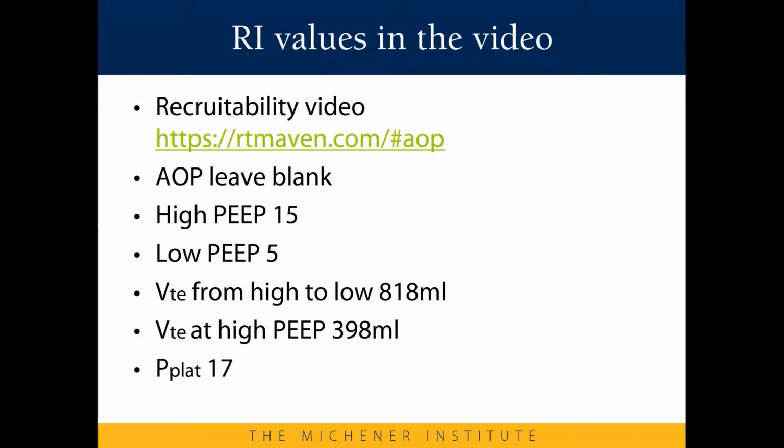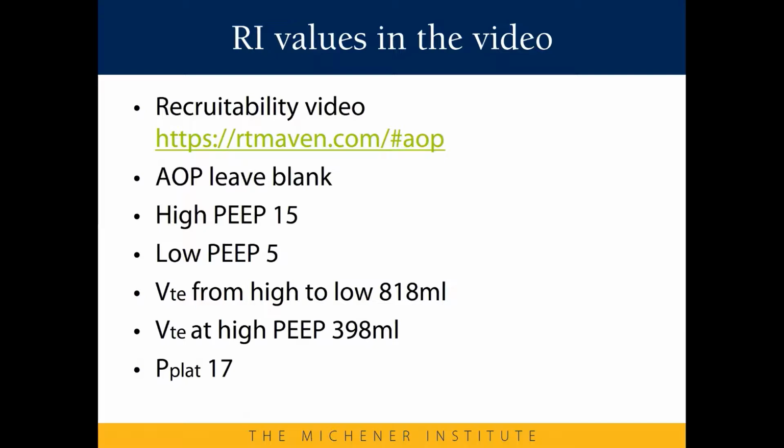Okay, so looking at the RI values from the video, I just wrote them down to make it easier for you to use as an example on his calculator. So his high PEEP is at 15. His low PEEP was 5.